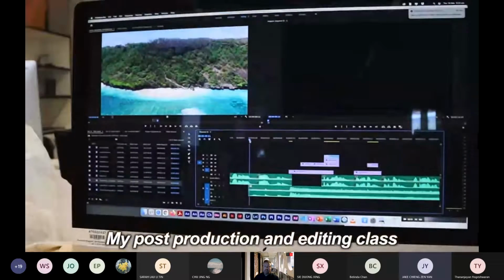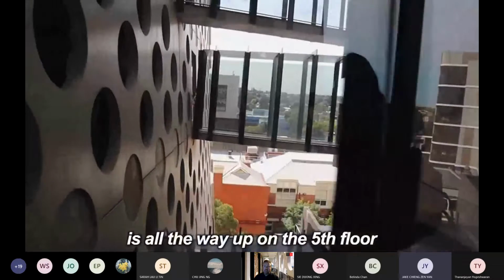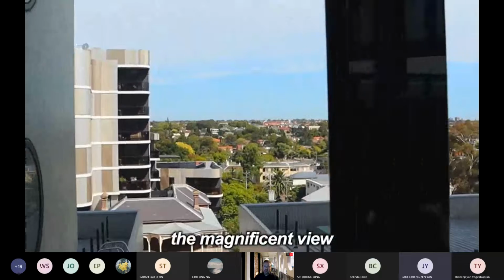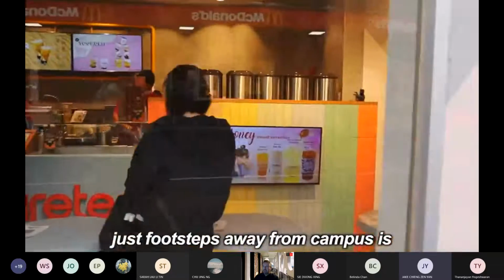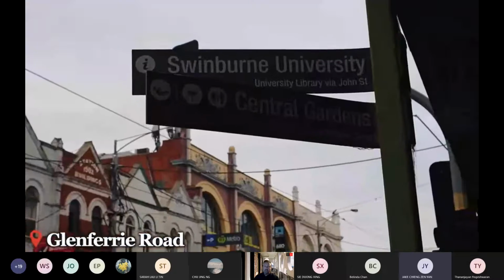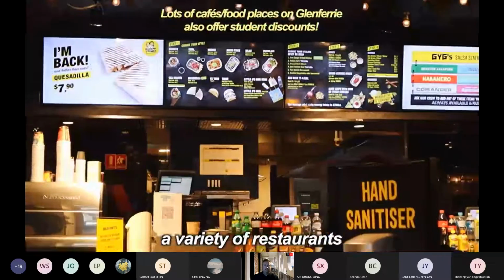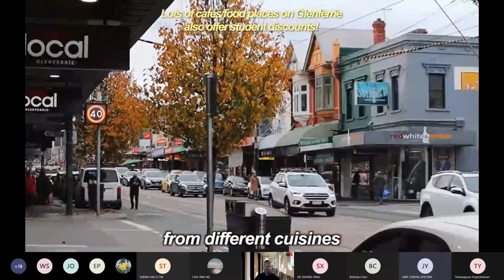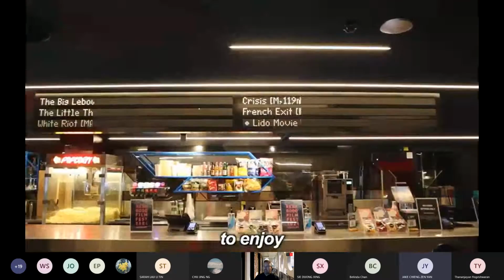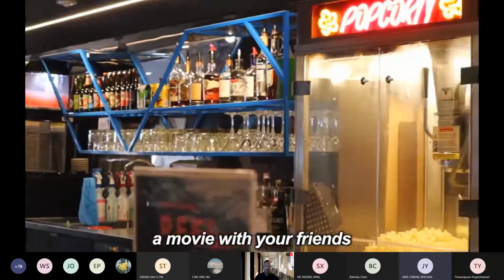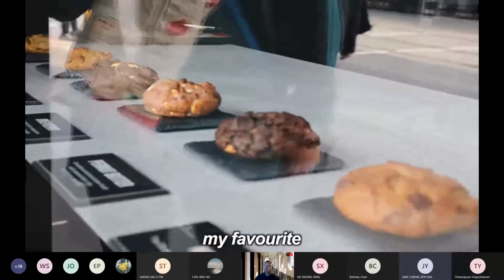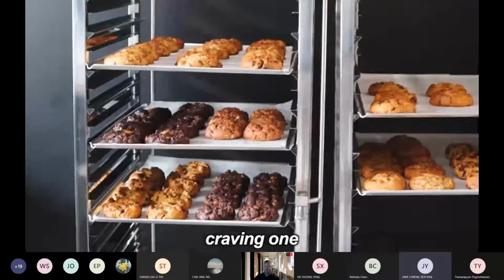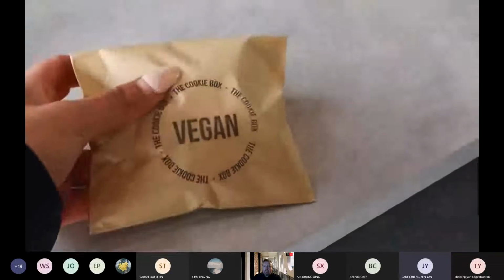My post-production and editing class is all the way up on the 5th floor, so I love taking in the magnificent view on my way up. Just footsteps away from campus is Glenferrie Road, a major shopping district. We are so lucky to have a variety of restaurants from different cuisines, supermarkets, and Lido Cinema to enjoy a movie with your friends after a long day at uni. And of course, my favorite cookie store. I'm literally craving one right now.